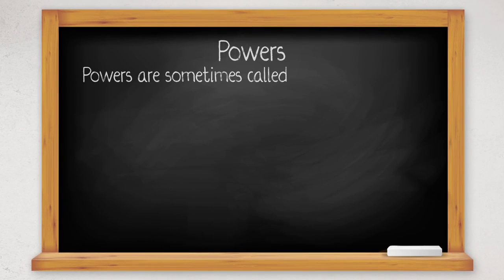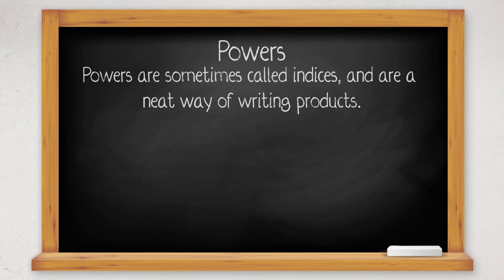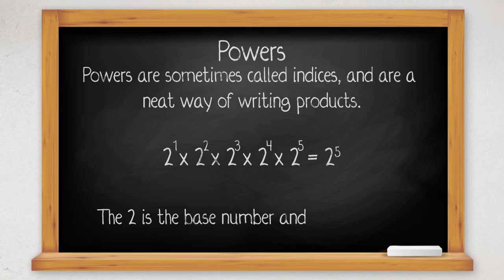Powers are sometimes called indices, and they are neat ways of writing products. For example, 2 times 2 times 2 times 2 times 2 can be written as 2 to the power of 5. The 2 is the base number and the index is 5.